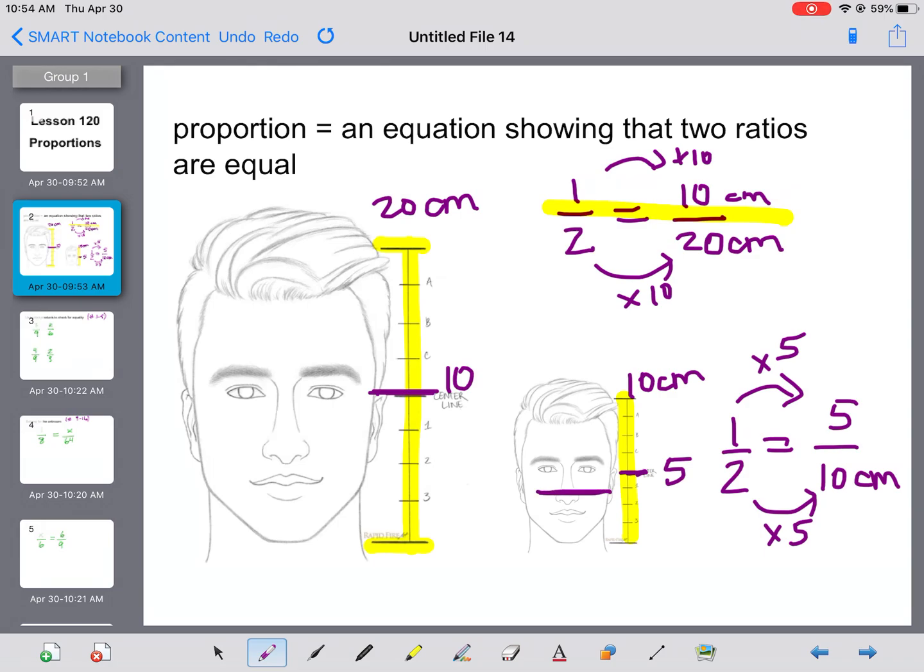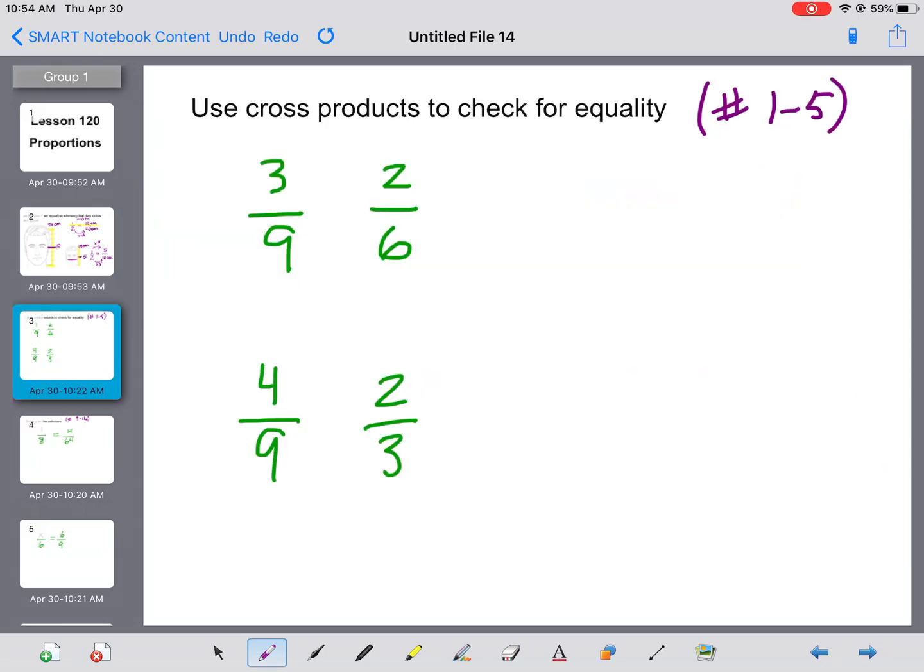If you were to make your eyes lower down, like down here or something, you would end up with a drawing that was unproportional, right? Your person would have a giant forehead and it would look really weird because you haven't used your proportions correctly. They are not equivalent.